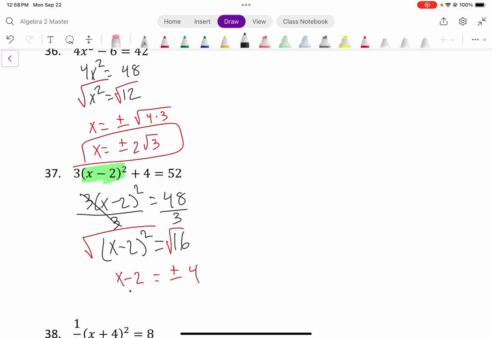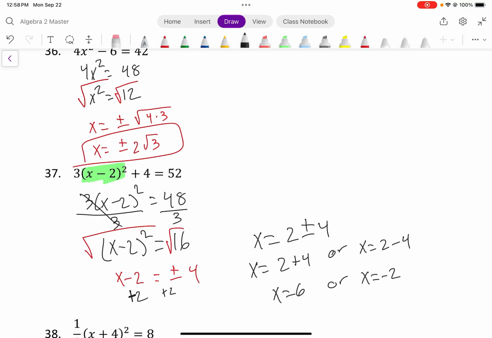Now I add 2 to both sides, and as I've talked about in a previous video, I always put that in front of the plus or minus. This is not an acceptable answer yet because you're not done. This means x equals 2 plus 4, or x equals 2 minus 4, which is 6, or negative 2. If there's no i's that show up, you need to actually add or subtract those things together to fully simplify.